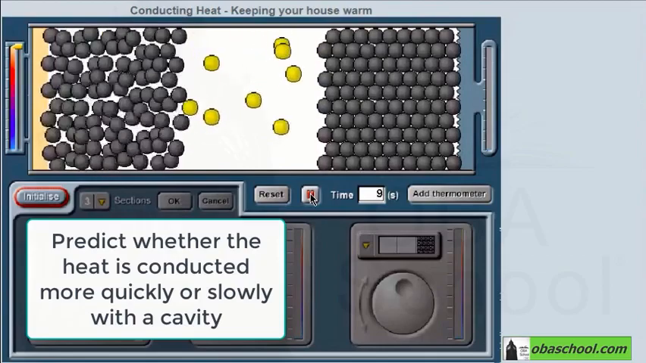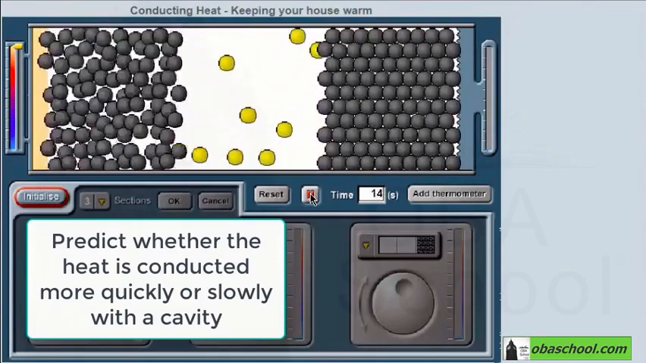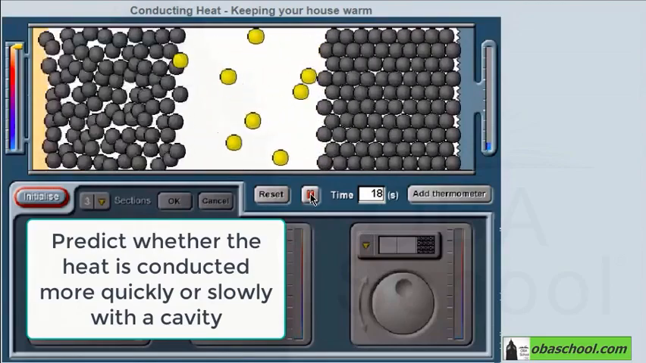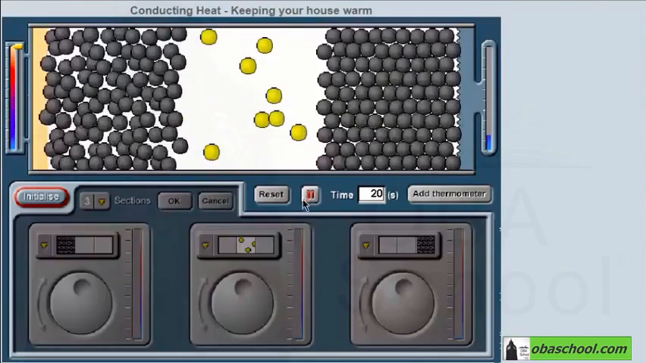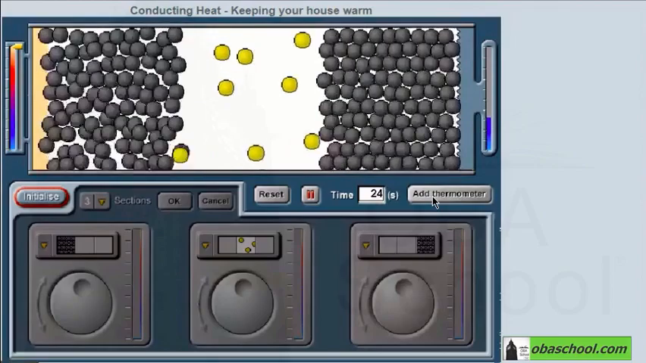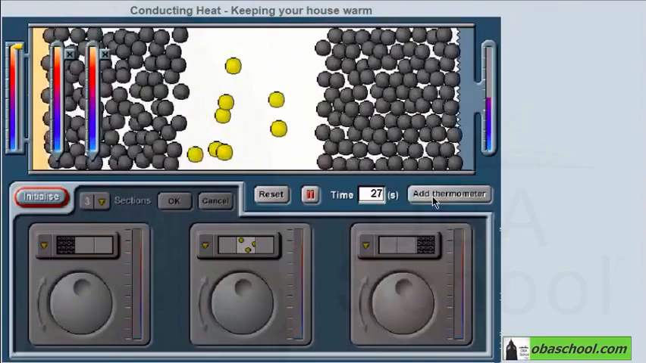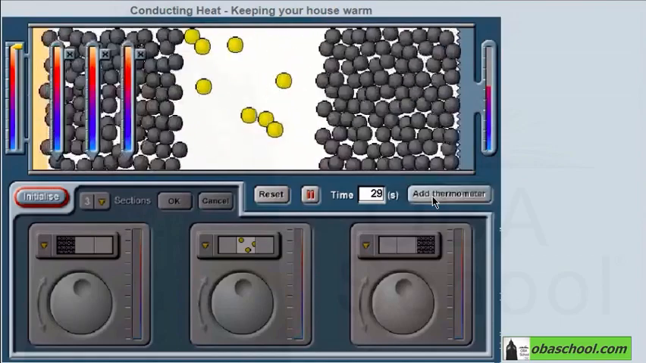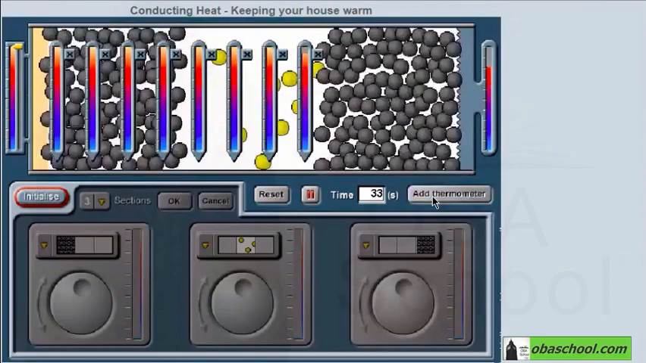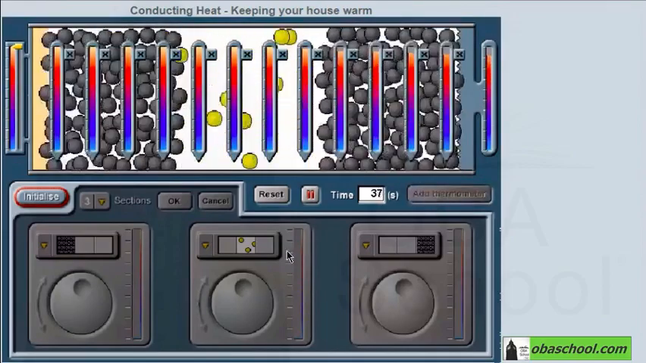Predict whether the heat is conducted more quickly or slowly with a cavity compared to the solid wall. We will add the thermometers so you can check your answers. Now you should try and figure out the difference.